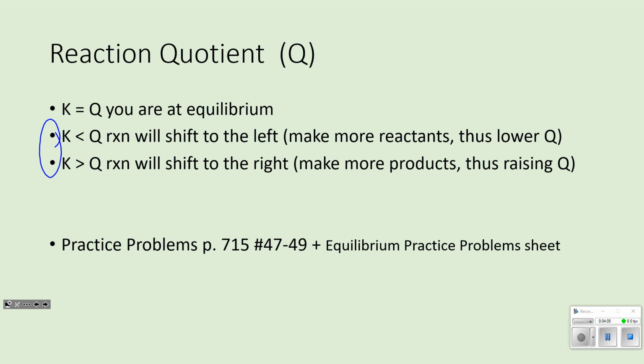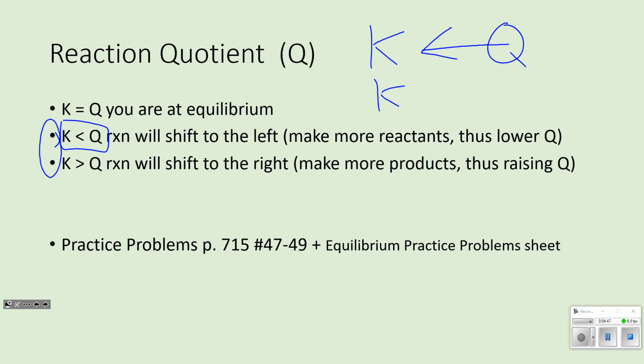Let's take this inequality for a second. Again, what this says is K is less than Q. Now, we could think about that numerically. And that's what I'm kind of writing in parentheses. You need to make more reactants to lower the Q value. So that's why it shifts to the left. Or, and this only works if you put K before Q, there's the direction that the reaction is going to shift.